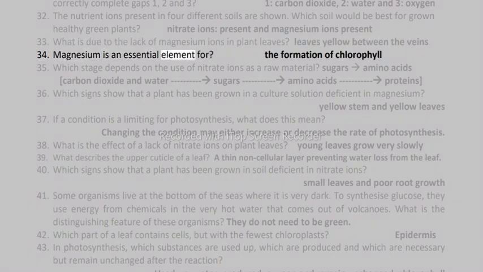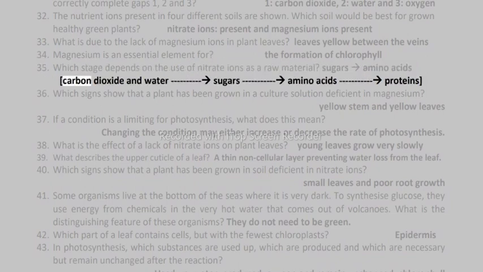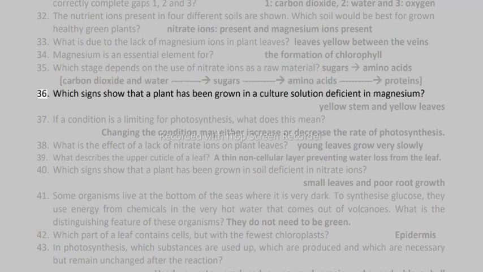34. Magnesium is an essential element for the formation of chlorophyll. 35. Which stage depends on the use of nitrate ions as a raw material? Sugars, amino acids, carbon dioxide, and water. Sugars, amino acids, proteins.